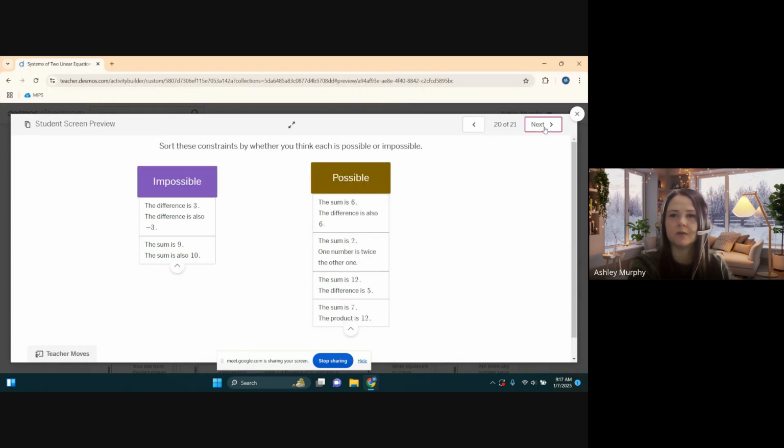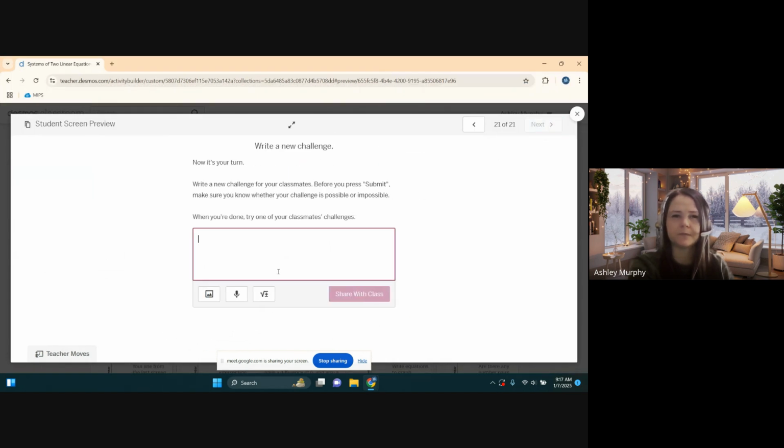Let's see what else we need to do. One more page. And then we can write a challenge for our classmates. So I'm working by myself. I'm not going to do that part.